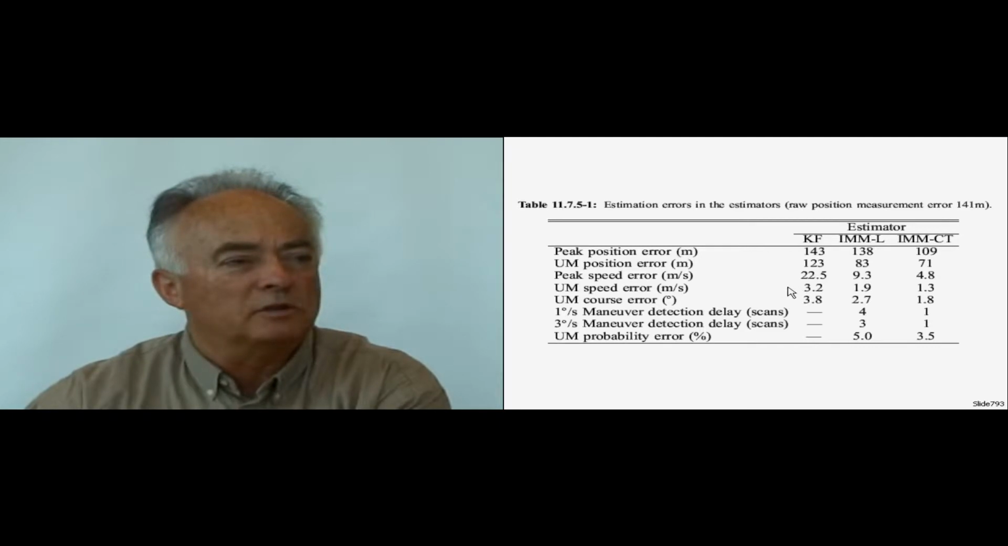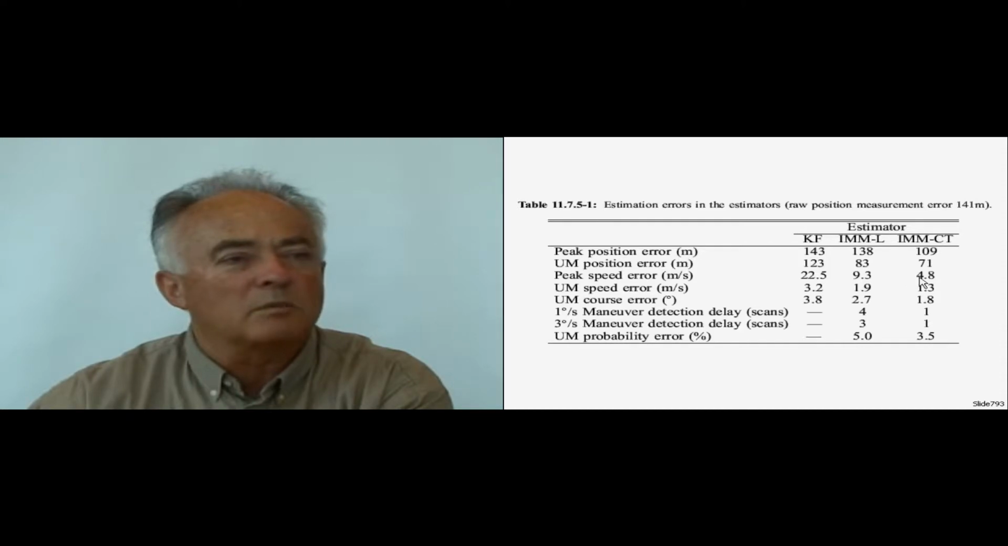And we have other errors. The peak speed error, again, it's very significant in the Kalman filter. Even the IMM has about 9, and the IMM-CT is substantially lower. Again, clearly the IMM is superior, and the detection delay for the IMM-CT is 1.